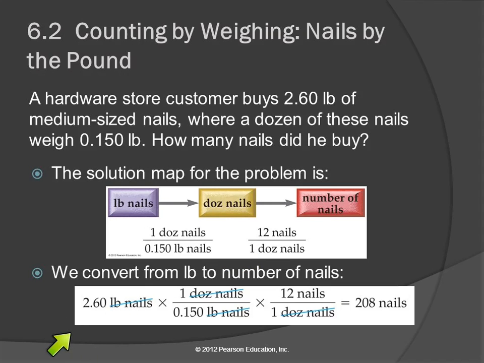And so we can work this out using dimensional analysis, 2.60 pounds of nails. We're going to multiply by dozens and divide by pounds. 1 dozen nails weighs 0.15 pounds. This conversion factor was hiding in the problem itself. That happens a lot. And then 12 nails per dozen. That's not in the problem, but that's considered general knowledge. I'm going to assume that you know that a dozen is 12. You do the calculation and you find out that he bought 208 nails.